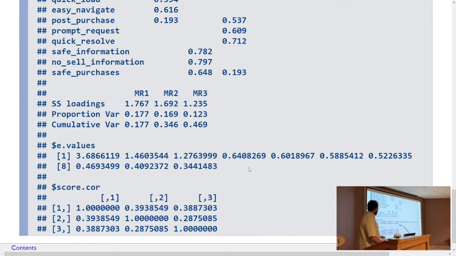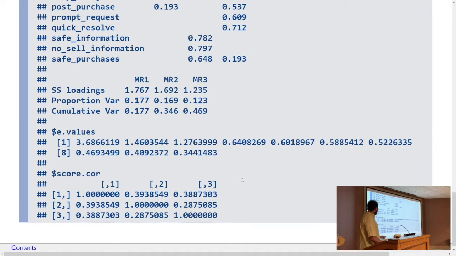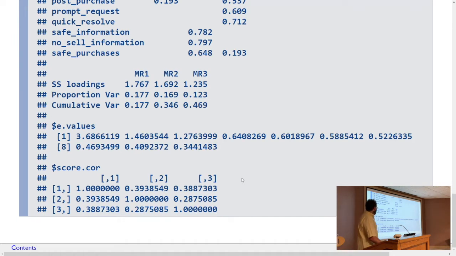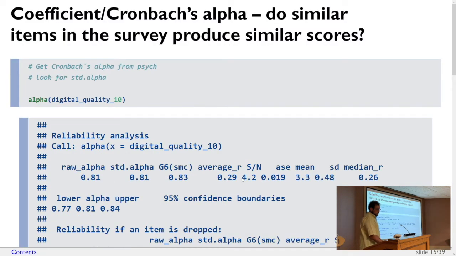The eigenvalues look okay now. These look okay. So that seemed to clean it up. So it looks like there's some bearing in the data that three factors are reflected in this data.